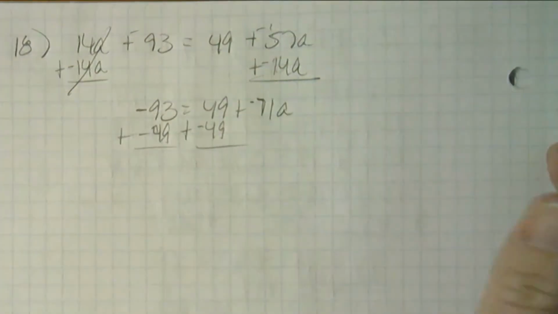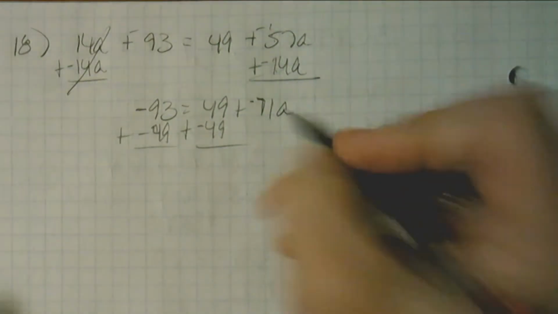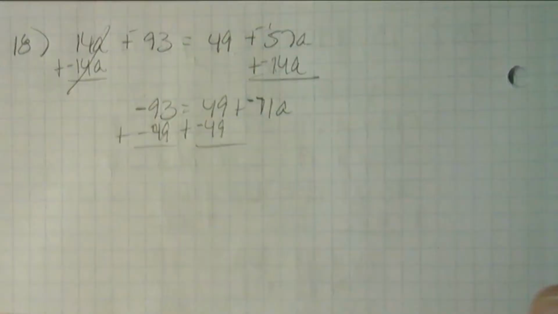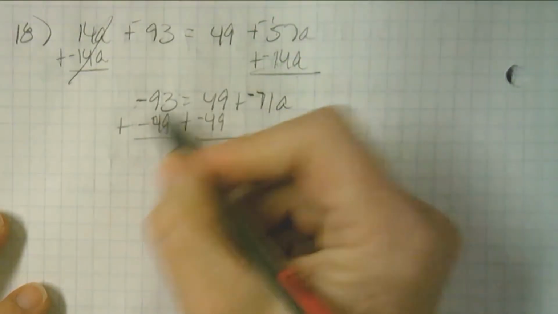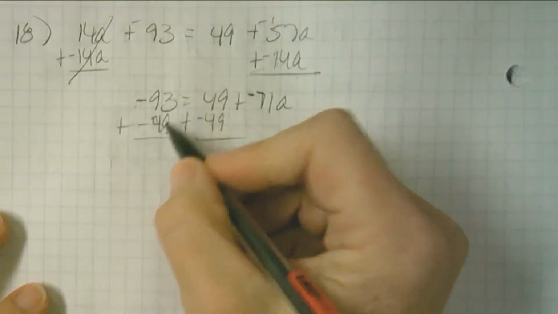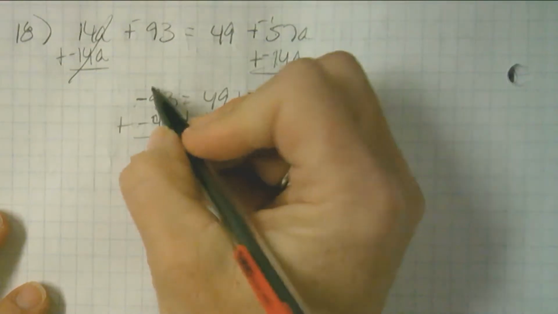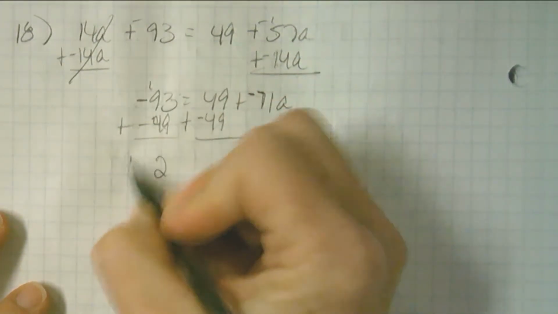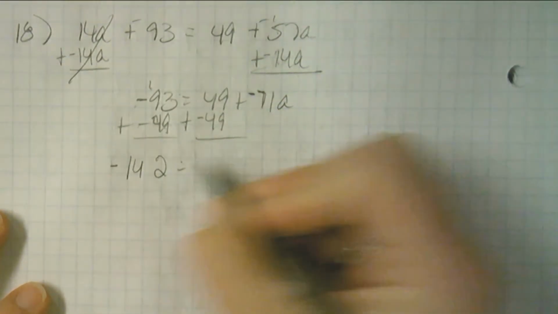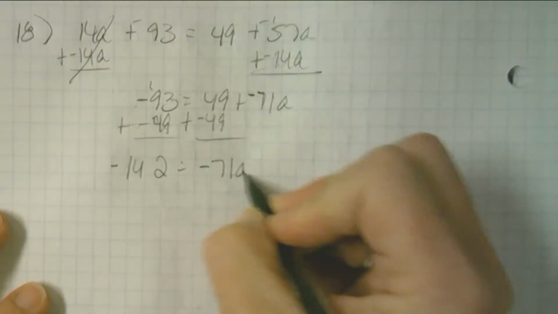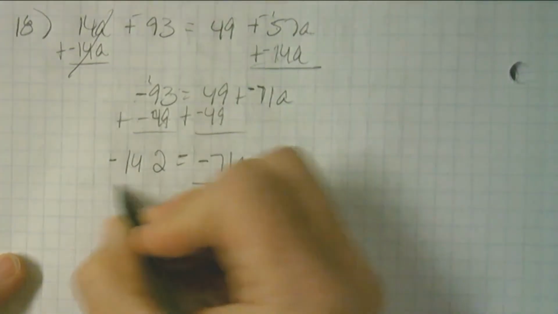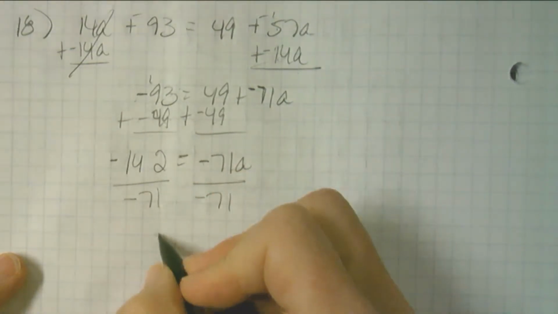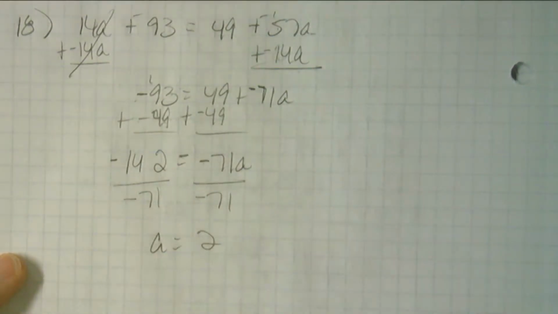All right, the important thing here is watching those signs. It's really easy to lose the negative signs. Colin, sit up, please. It's really easy to lose those negative signs, so don't lose them. I'm adding 2 numbers with the same sign, so I'm just going to add them. 9 plus 3 is 12. Carry the 1. That's going to give me a 14, and it's negative, is equal to a negative 71a. All right, so now I'm going to divide each side by negative 71, and I get a is equal to 2.